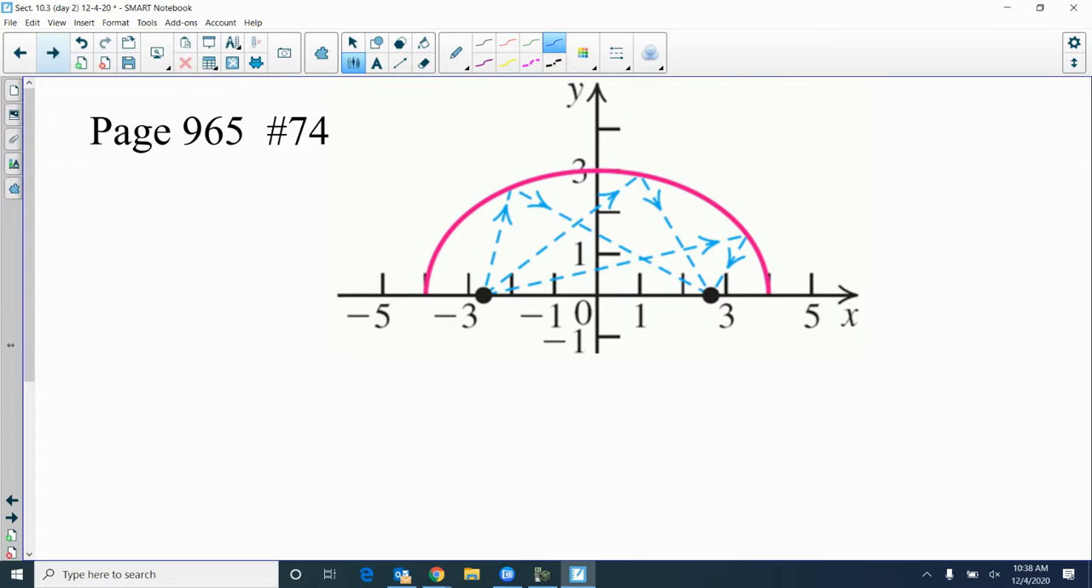I want to take a look at one problem here out of your book. I know we're out of room there. You can either finagle some room or just put it on a separate sheet. But turn to page 965. Let's look at number 74. Now I'm going to talk through it here in a second. But go ahead and read through it.